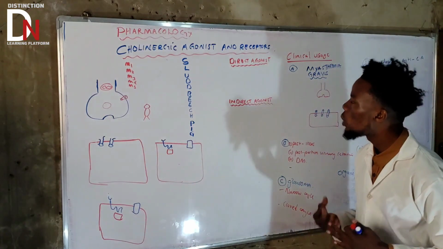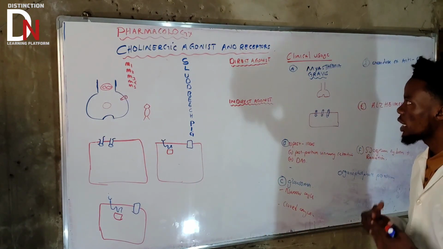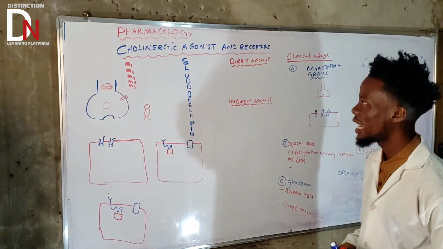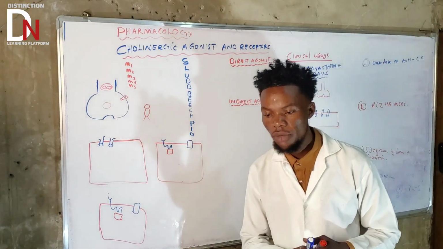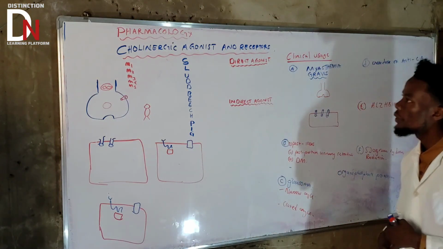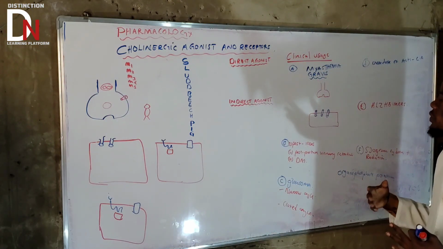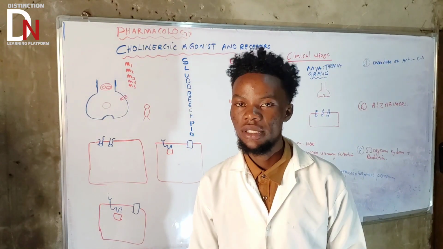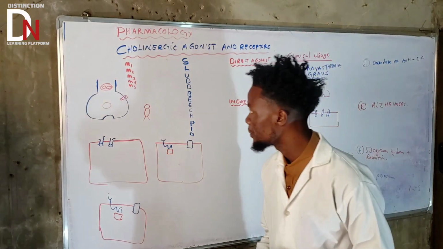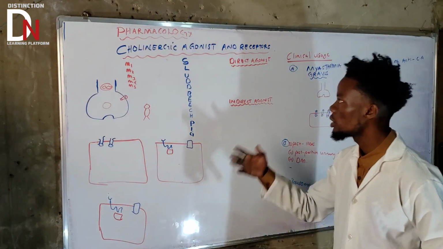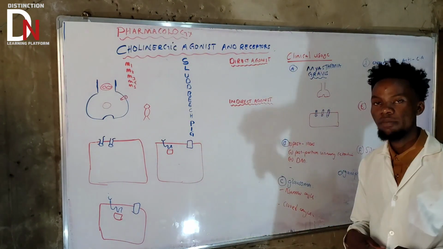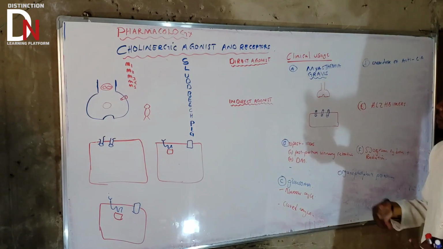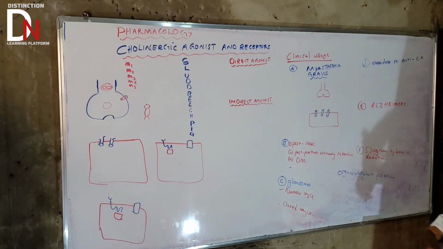In this video, we're talking about cholinergic agonists and receptors, and also the clinical uses of cholinergic agonists. So this is under the pharmacology series. Okay. So we talk about cholinergic agonists, or the other term that they use, which is parasympathomimetic. We'll talk about everything about that: the major function of the parasympathetic nervous system, the direct agonists, and the indirect agonists, and clinical uses as well.